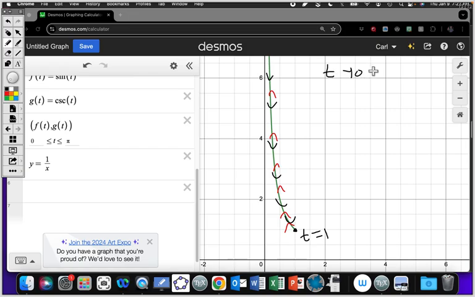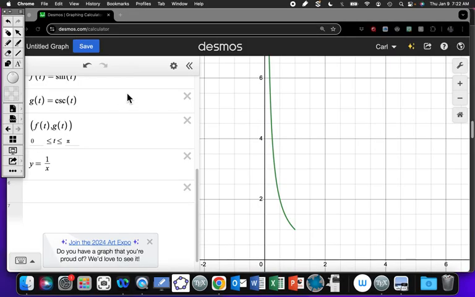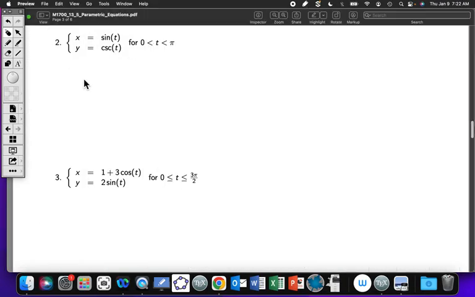So as t goes to 0 from the right, we're going to that vertical asymptote, and the same as t goes to pi from the left, we're having that vertical asymptote. So we're coming down the curve, turning around, and heading back up. You can think of this as the graphical depiction, really, of the reciprocal identity for cosecant.